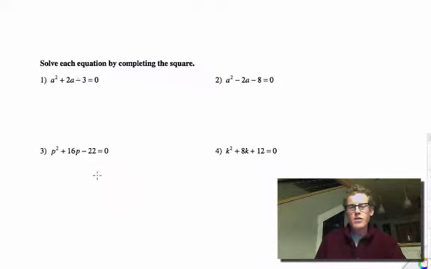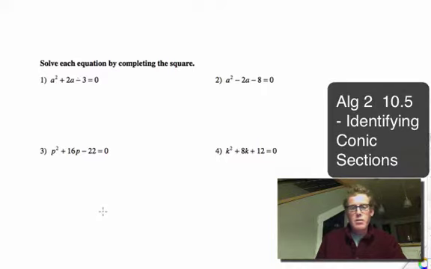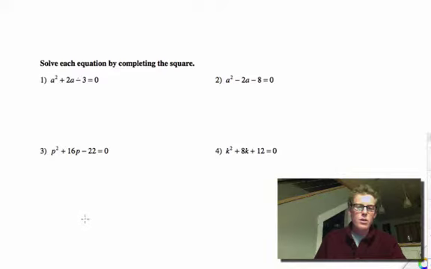Hi class, for 10.5, the big skill that we need to get figured out is how to complete the square. And so we're going to have to remember back to a ways ago. When we were completing the square, the goal was to take an equation, like this one right here, and manipulate it so that we can factor things. I guess the best way to start is to just do the problem.